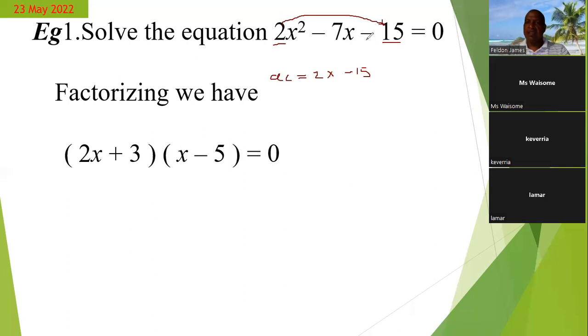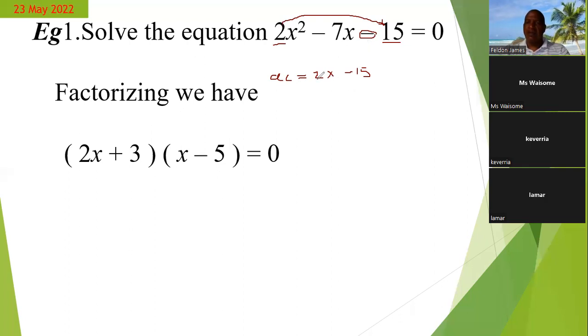If your last term is a negative value, you know that of the two factors you're looking for, one is going to be negative and one is going to be positive, right? Now, if this was a positive, then you would consider that the two factors would be either two positives or two negatives. So remember that the sign of the last term helps to determine the signs of the two factors that you're searching for. So we want two factors.